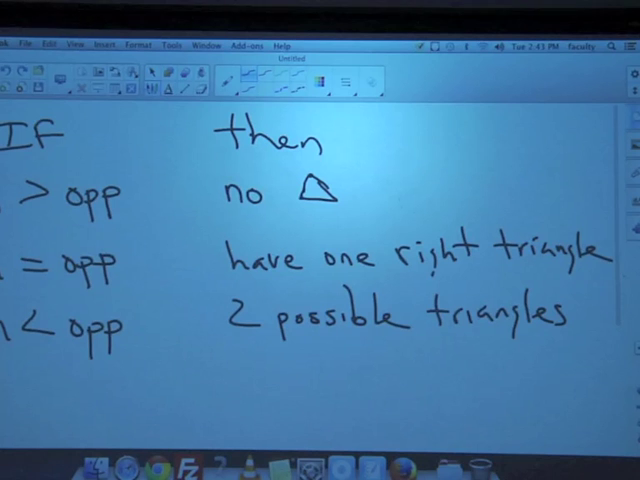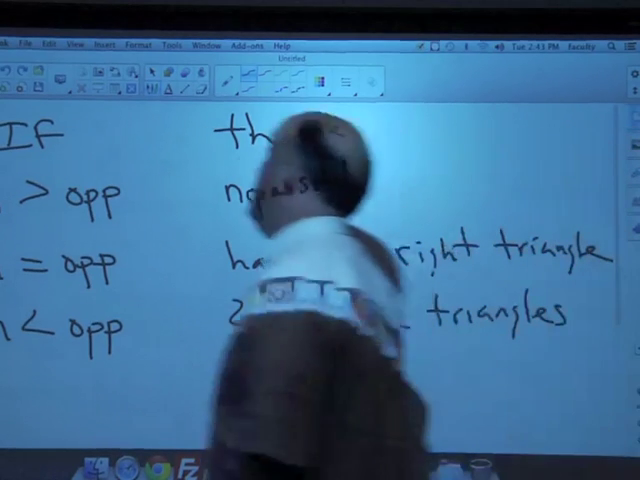Again, this is all predicated on the opposite side being less than the adjacent side in terms of the given information. Right? So there are three possible things that can happen: no triangle, a right triangle, or you could actually build two triangles that match the information. So let's look at an example.